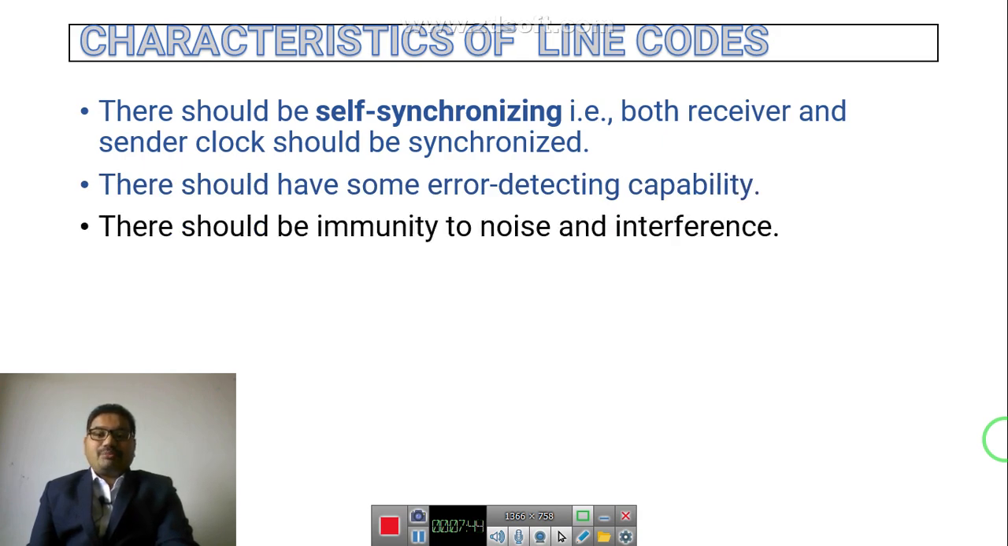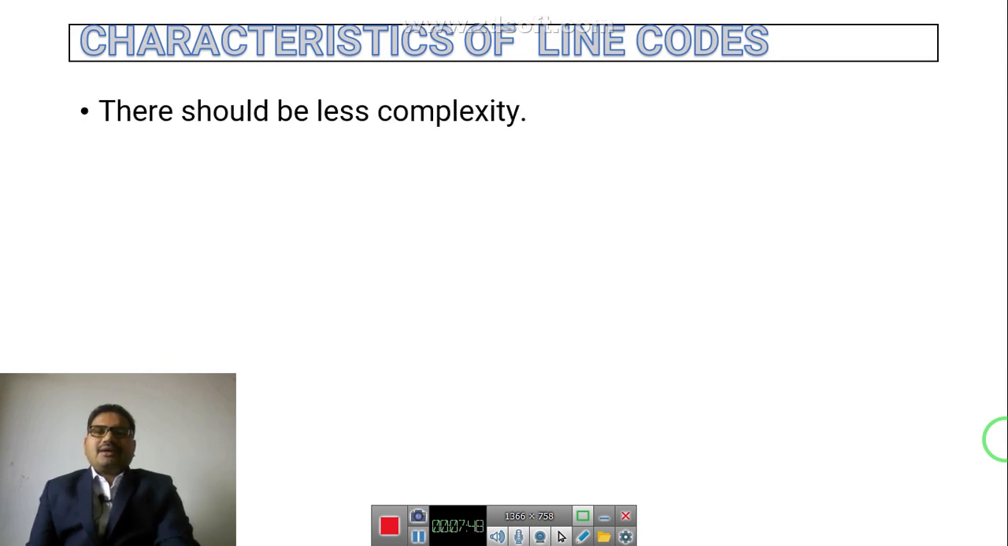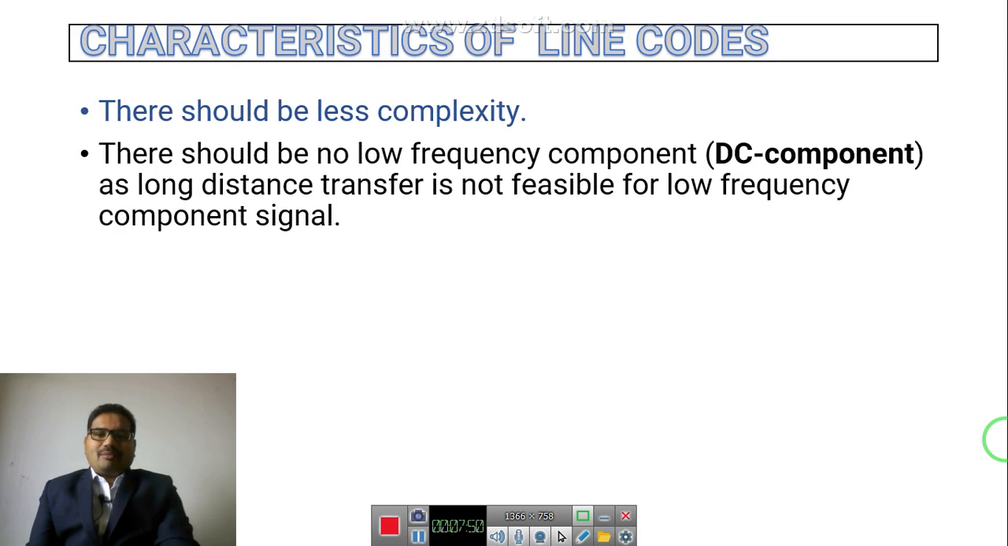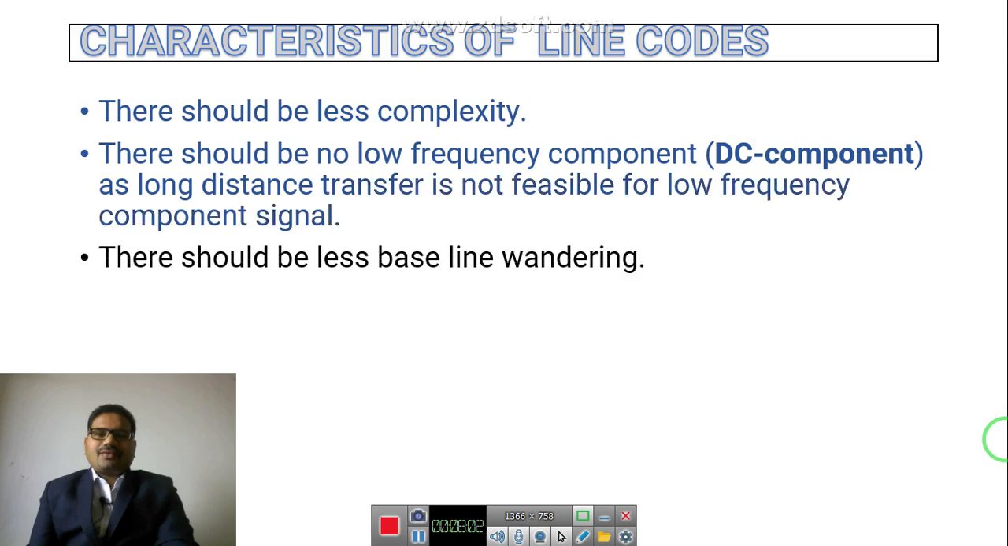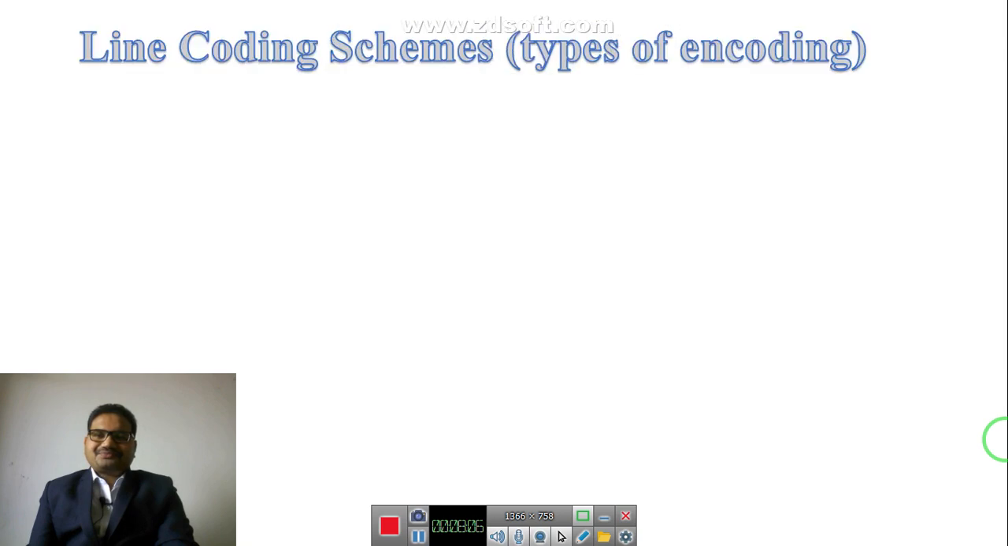Then there should be immunity to noise and interference. It should be less complex, and there should be no low frequency component, called a DC component, as long distance transfer is not feasible for low frequency component signals. And there should be less baseline wandering.